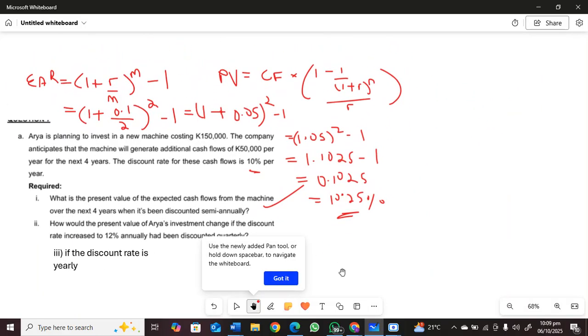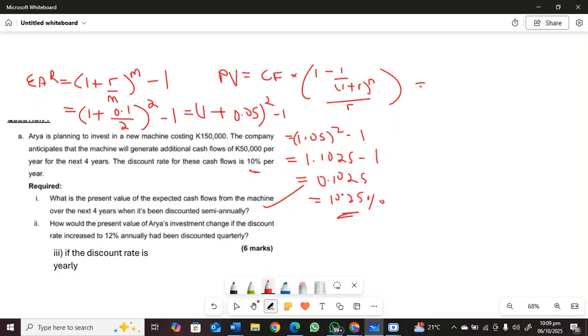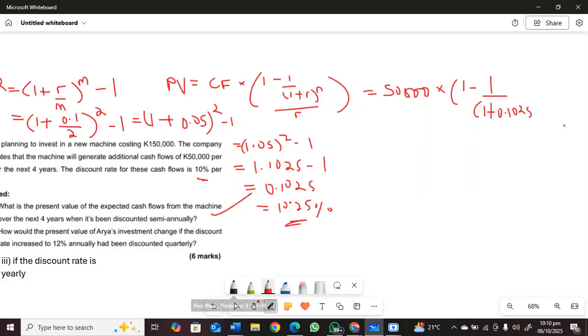So we substitute in our formula for the present value. Present value equals cash flow, which is 50,000 per year, multiplied by 1 minus 1 over 1 plus our discount rate, 10.25%, so you put 0.1025, to the power of the number of years, 4 years, divided by 0.1025. So 50,000.